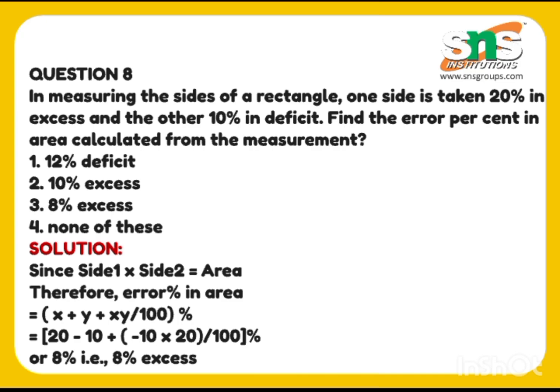This is the formula. But here 20 is increasing and 10 is decreasing. So 20 minus 10 plus 20 into minus 10 by 100. Here 10 into 20 will be 200, so zeros get cancelled. You will have minus 2. Here 20 minus 10 is 10. You have 10 minus 2, that is 8. So you will get 8% excess for this problem. So your answer 3 will be the right answer.